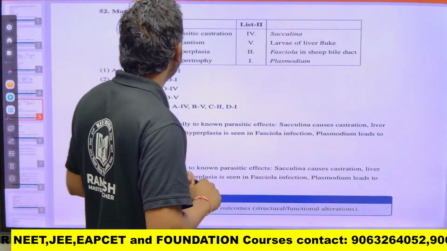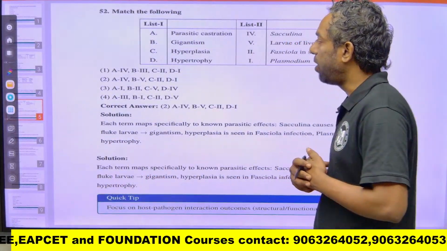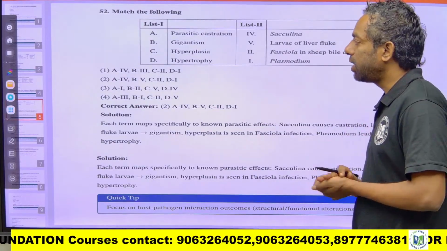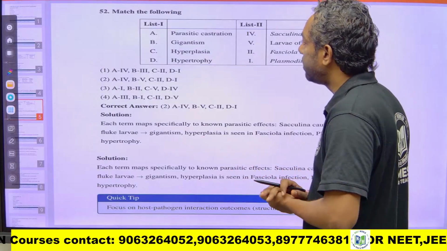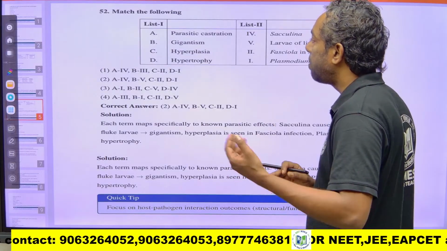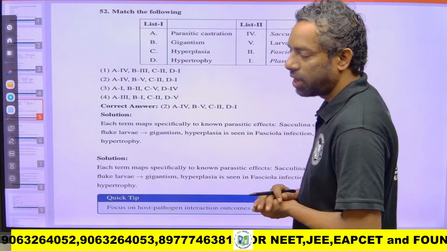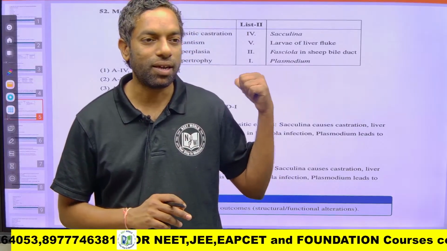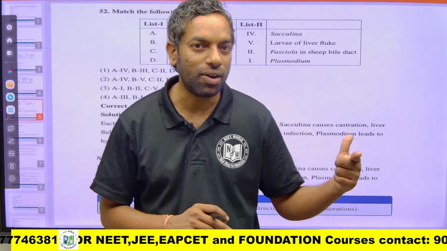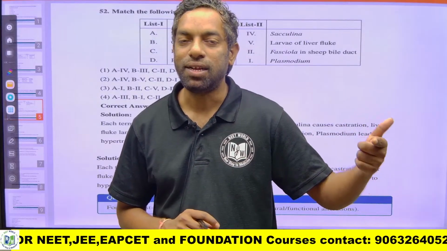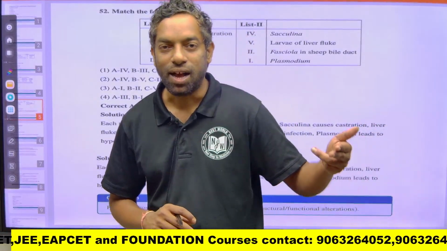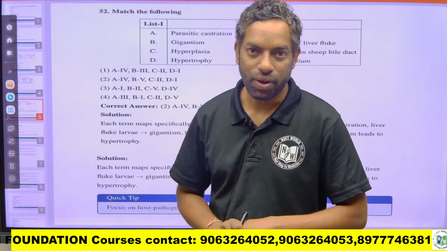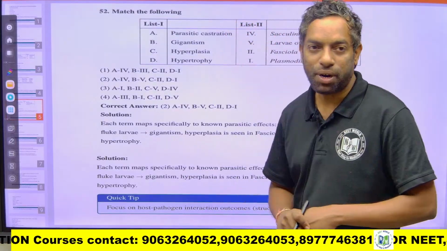This is also one of the match the following questions, with a direct answer. Parasitic castration is what? Gigantism, hyperplasia, hypertrophy. Guys, this is human health and disease, tropical disease. India is a tropical country. There are malaria parasites, platyhelminthes parasites and aschelminthes, meaning roundworm parasites, in tropical countries itself. So that is why this is an important question.